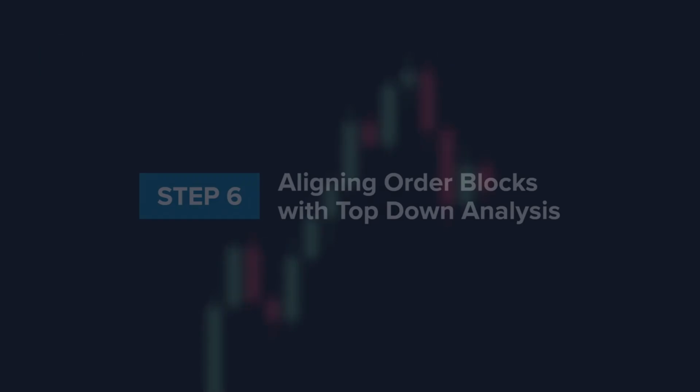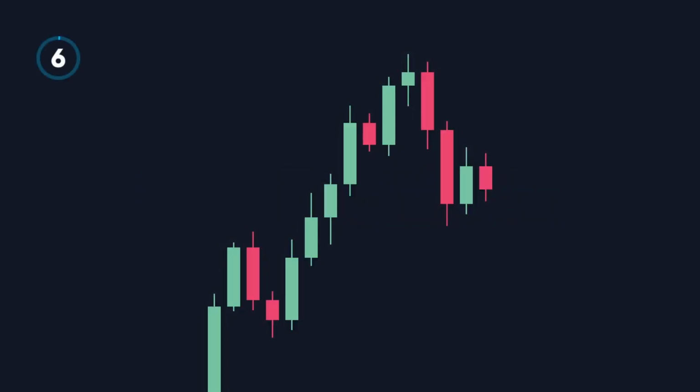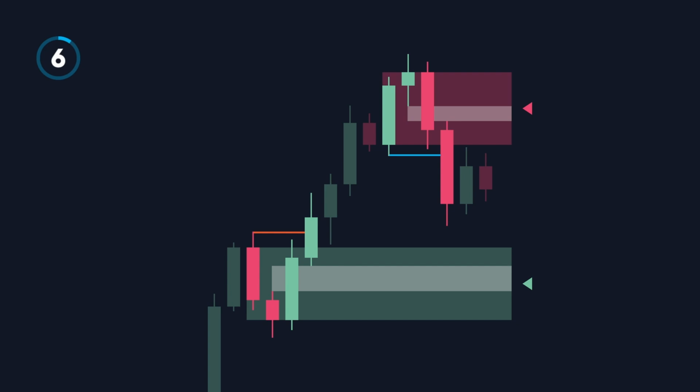And this moves us on to the next step, which is that you should only trade order blocks that align with the higher time frame market structure. Here we have a 15-minute chart, and within the market structure we can identify two separate valid order blocks, and each have also formed their own individual fair value gaps.